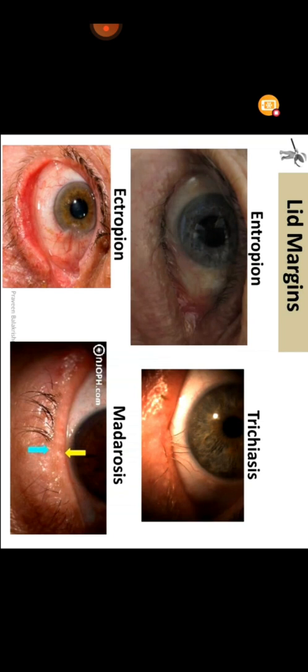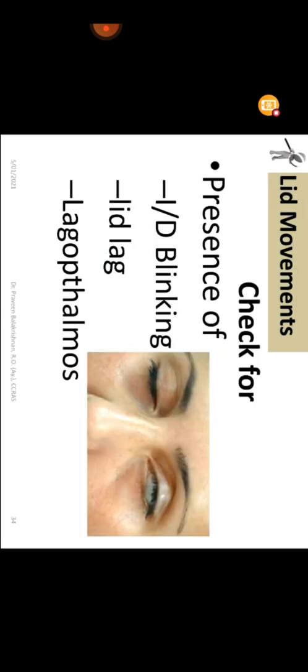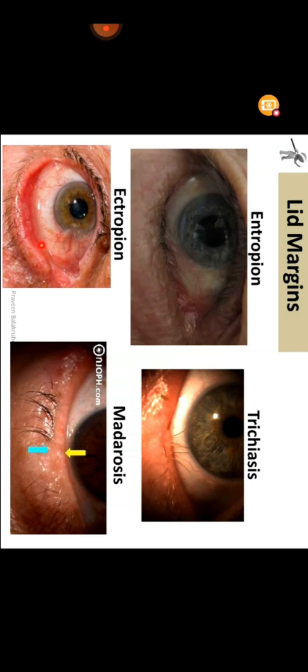Now coming to the lid margins. There are two lid margins for every eyelid. This is the upper eyelid margin. This is the posterior lid margin of the upper eyelid. This is the posterior lid margin of the lower eyelid. Similarly, you have the anterior lid margin of the upper eyelid, and the anterior lid margin of the lower eyelid. Normally, the posterior lid margin will be approximating to the sclera, to the eyeball. This is very important.